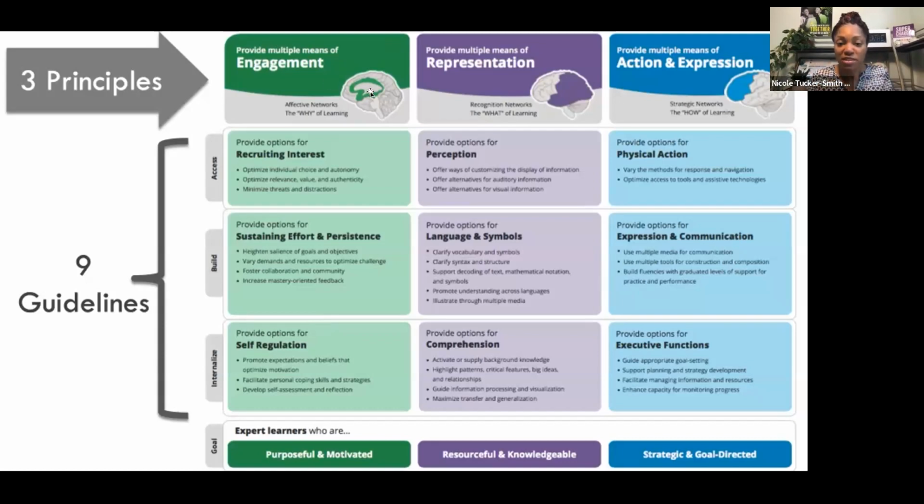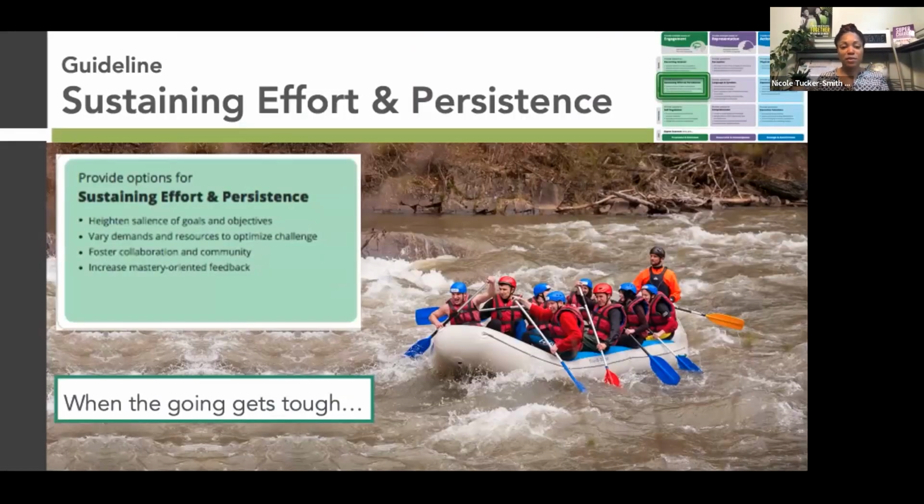So I mentioned the 3 principles. Each principle has 3 guidelines for a total of 9 guidelines. And the guidelines here all start with the term provide options for, because one size does not fit all, right? Provide options for. We're going to focus on this guideline, provide options for sustaining effort and persistence. What does that mean? Now, some of this terminology can be a little dense, but what does it mean to provide options for sustaining effort and persistence?